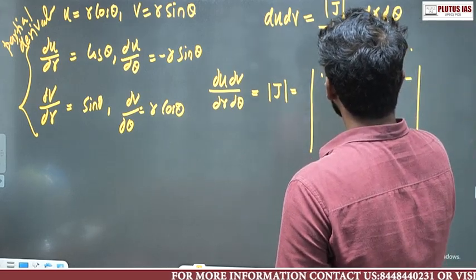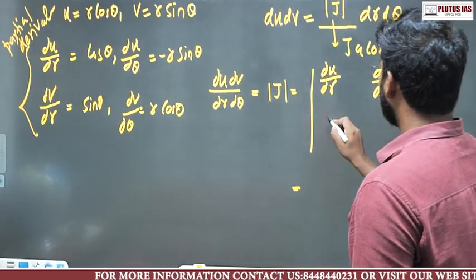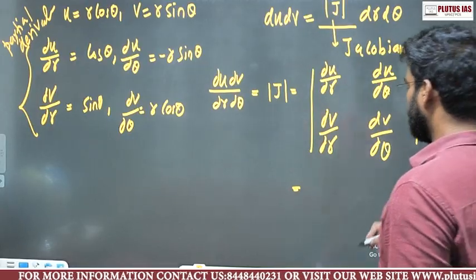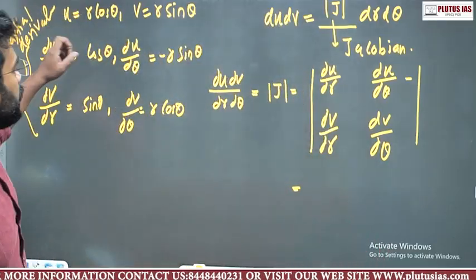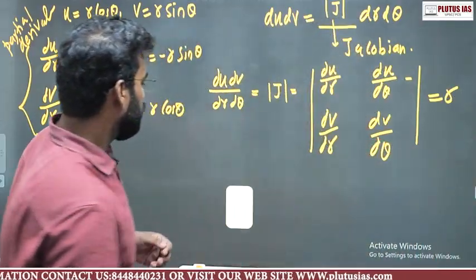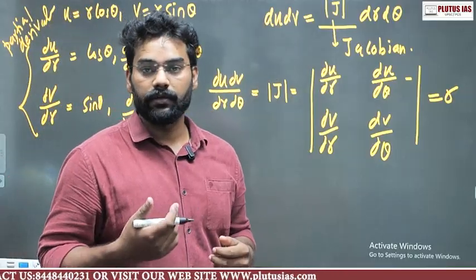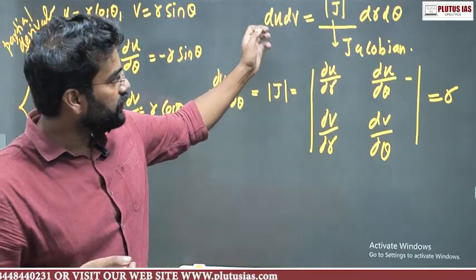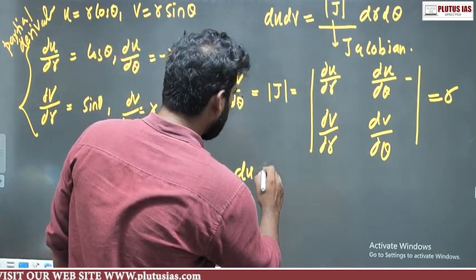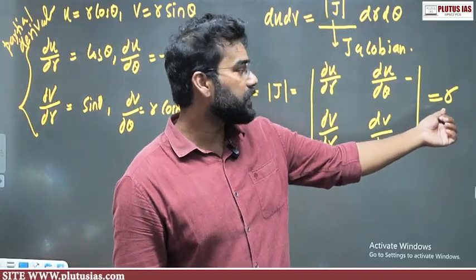Del u by del r, del u by del theta, del v by del r and del v by del theta. So the determinant after calculating it will become r. So when we change u, v, which are from our Cartesian coordinates, du dv changes to the Jacobian. What is the determinant? Determinant is r.